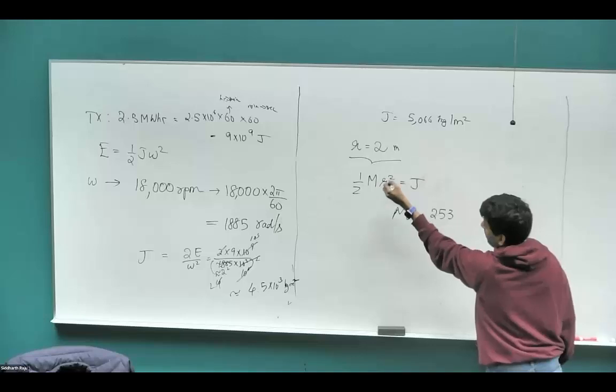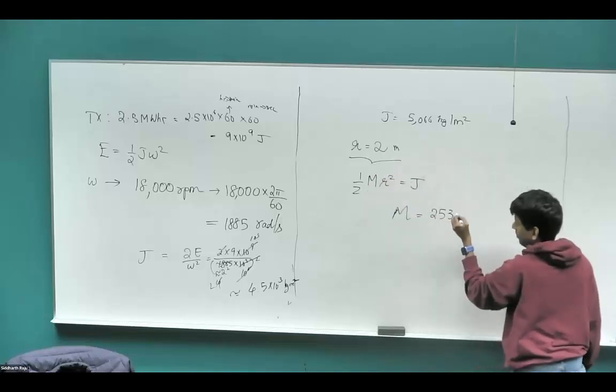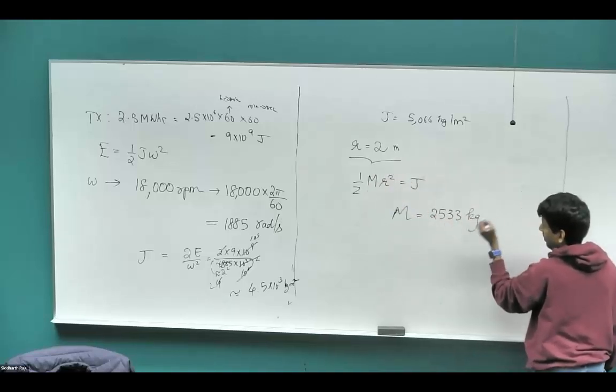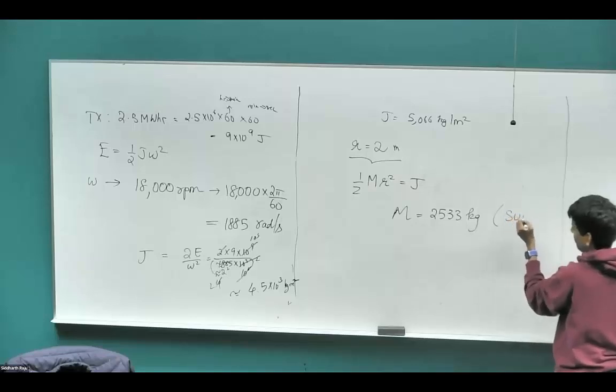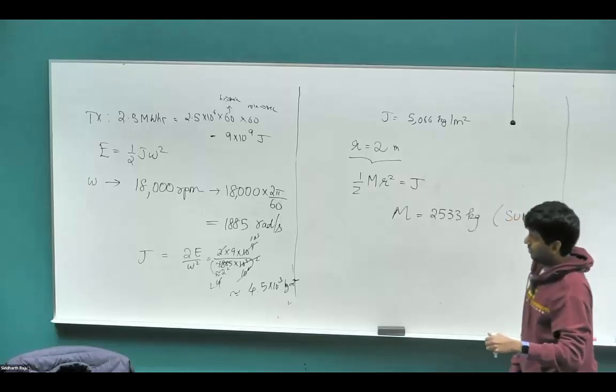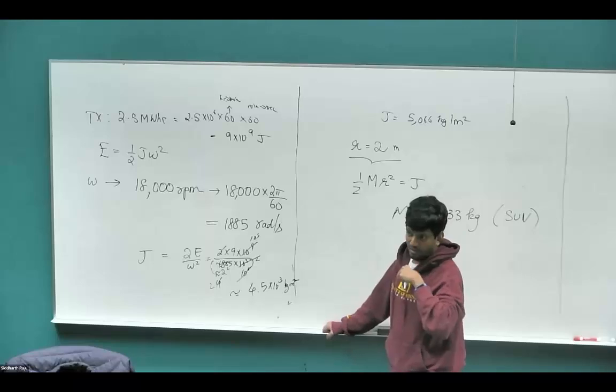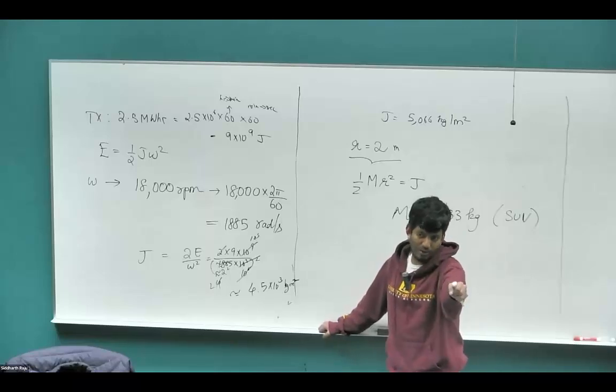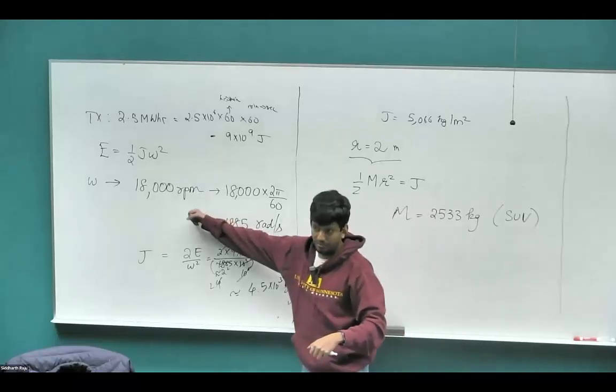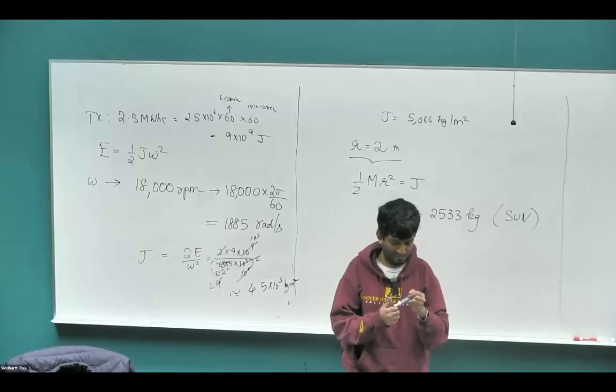Or basically half of that, right? 4 divided by 2. So 2533 kg, roughly the weight of an SUV. Right, so that's the mass that they are spinning. So take an SUV, put it 2 meters away and spin it at 18,000 RPM. That's what they are trying to do by storing that energy there.